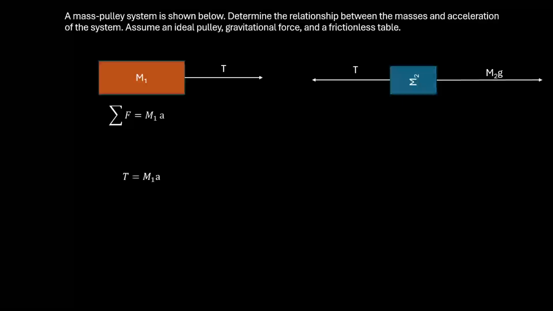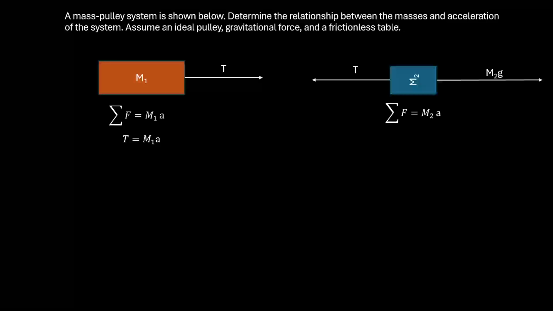So it'd be T minus 0 equals M1A. I didn't put a minus 0 because I didn't think I needed it, and it would be the same thing, but T equals M1A. So that would just be the equation for your M1. Now if we look at M2, we actually have multiple forces. So the sum of forces equals M2A.